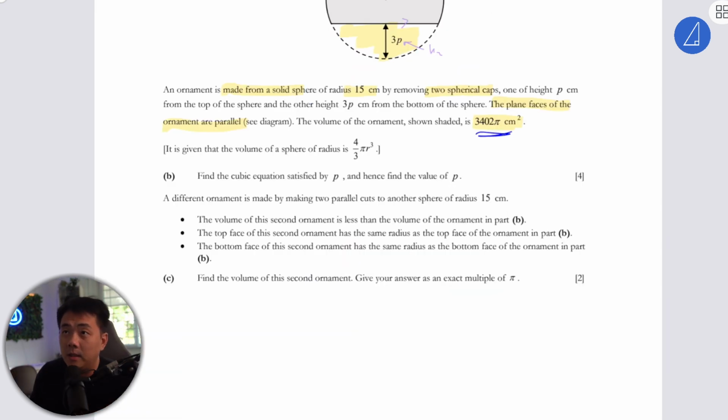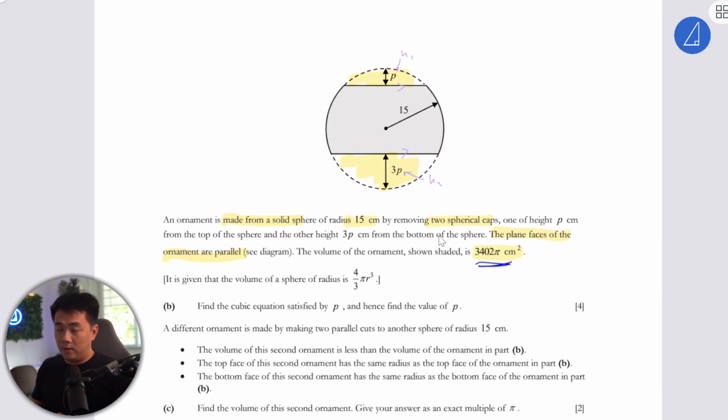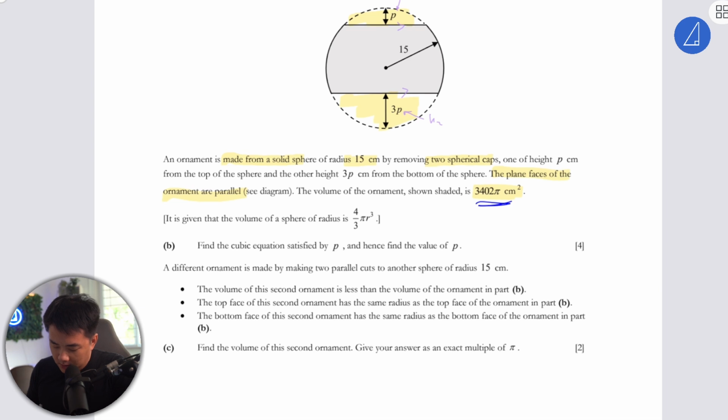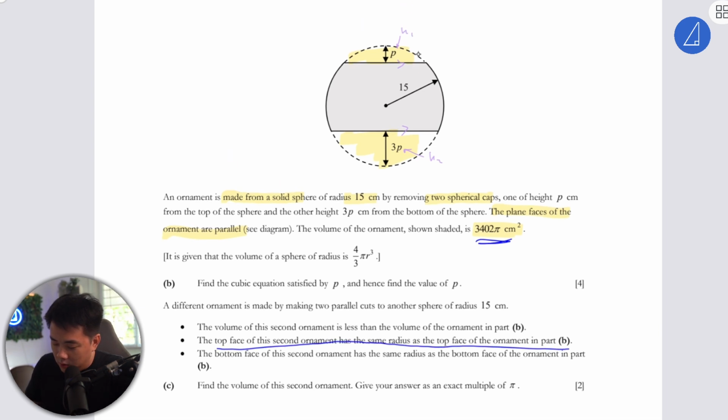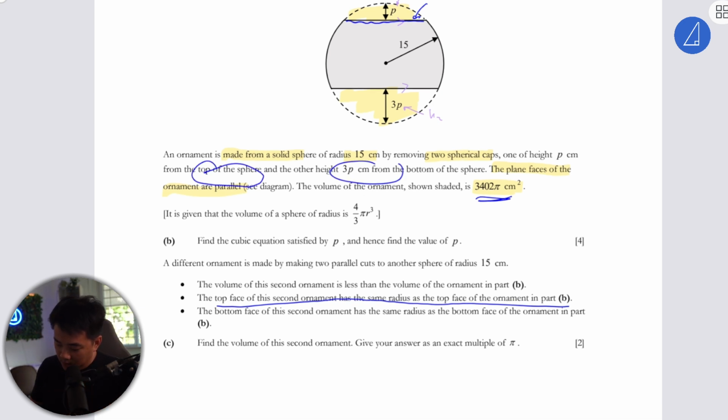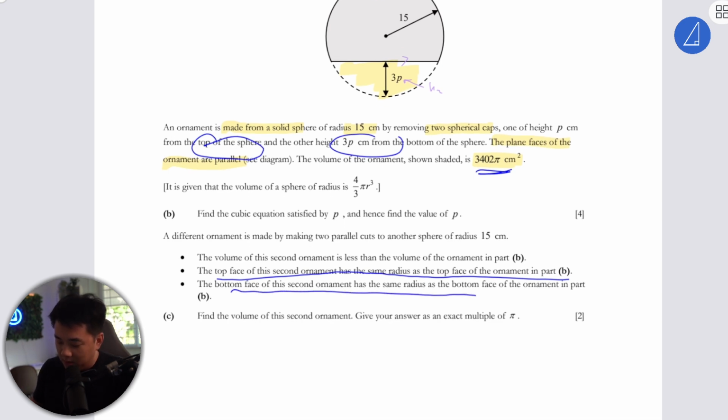So let's look at the last part. A different ornament is made by making 2 parallel cuts to another sphere of radius 15. So this is the same cut here. So you say that the top face of the second ornament has the same radius as the top face of the ornament in part B, assuming this is the top. Did they say this is the top? Yeah, it's the top. And the bottom face of this ornament has the same radius as the bottom face here.